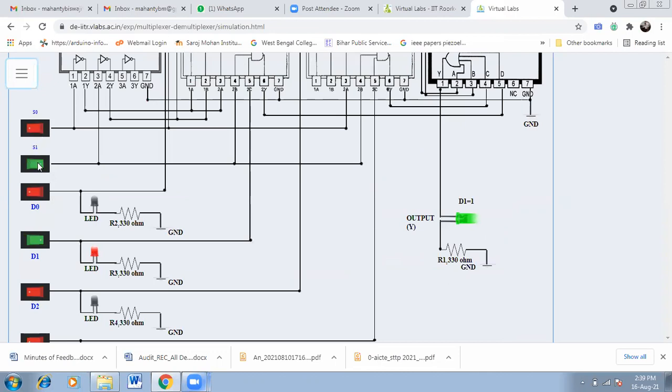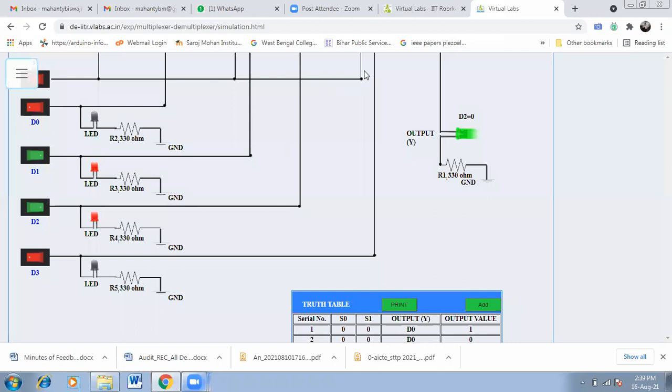Now 1 0. 1 0 means this is 0, this is 1. So 1 0 means 2. D2 would be selected. So D2 would be selected. So for D2, if it is 0, output is 0. If D2 is 1, output is 1. Okay, I think you are getting it.